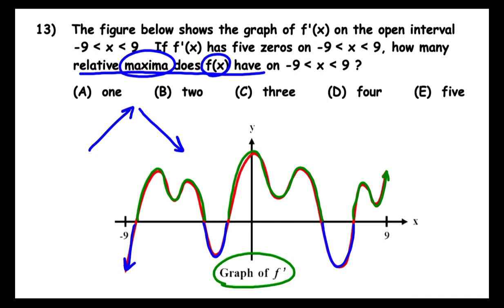How many times do we go from green to blue? Well, it happens once here. It happens again here. And that's it. And so the correct answer is choice B. Twice. 2 maxes.